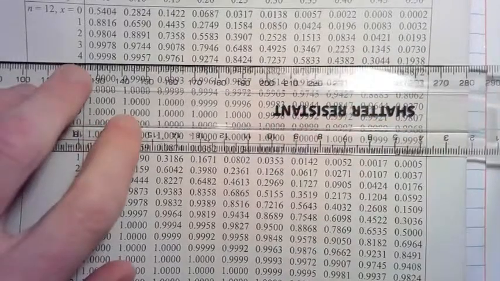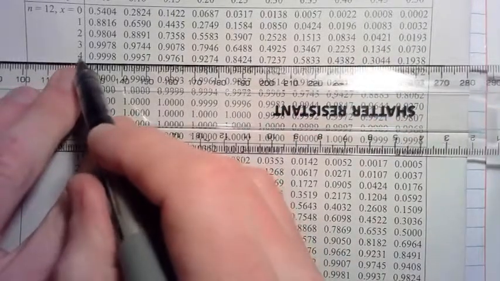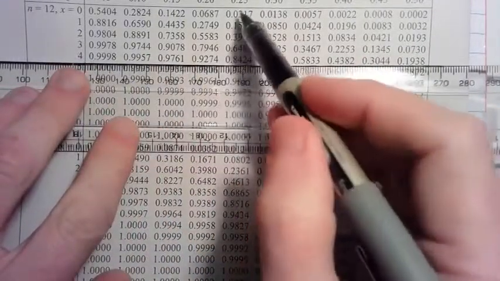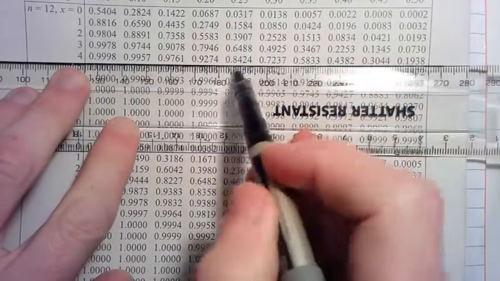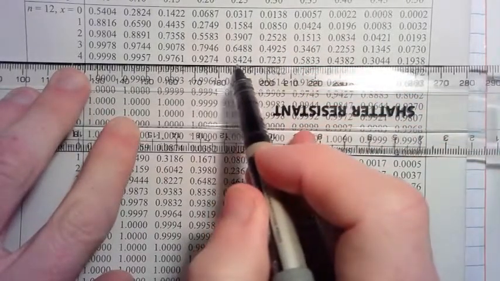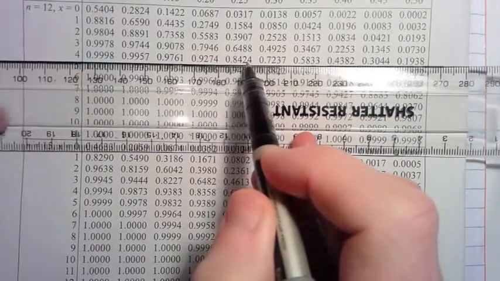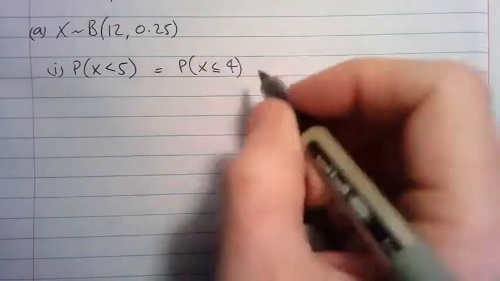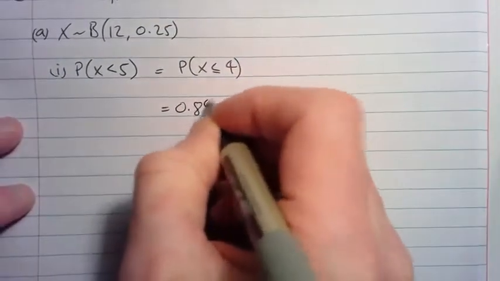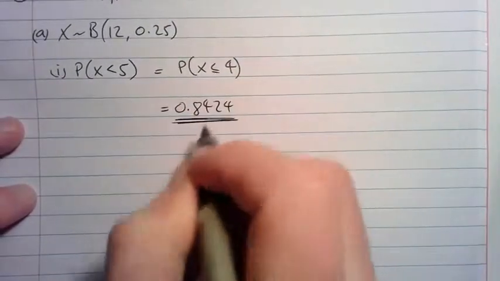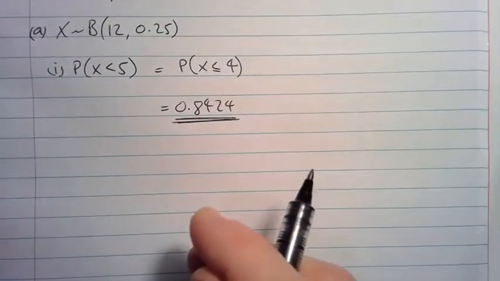less than or equal to 4, so put the ruler on the 4 row there, look along, make sure you're in the right column for 0.25, look down, and it's 0.8424. Okay, so 0.8424 is then the value we need, and that's done.